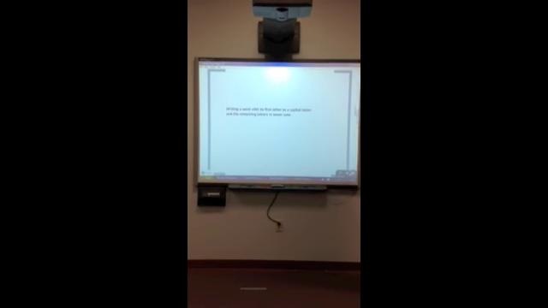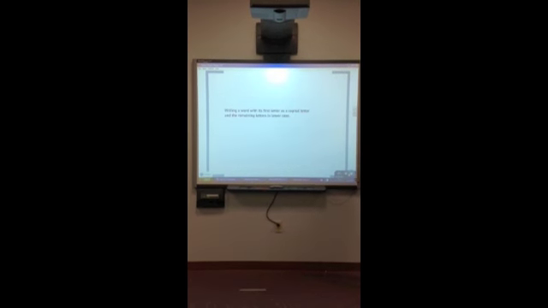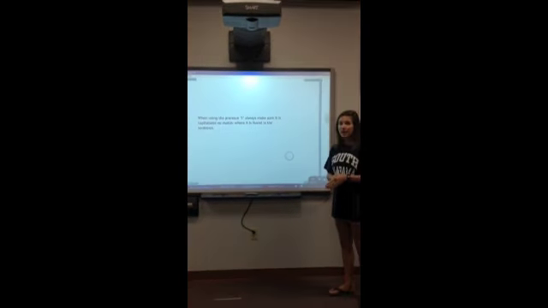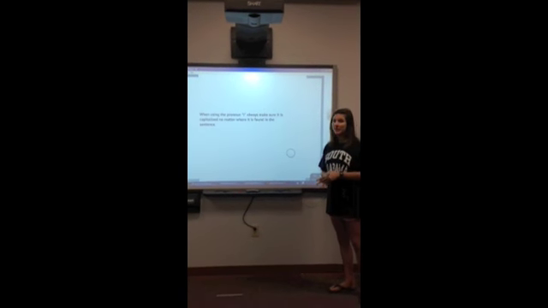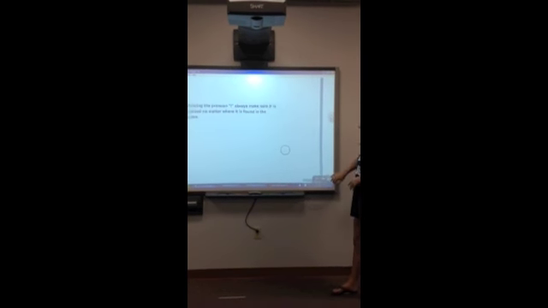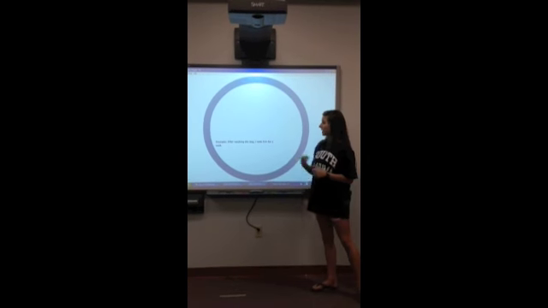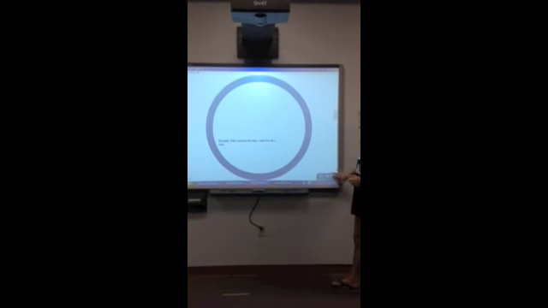Writing a word with its first letter as a capital letter and the remaining letters in lowercase is a rule you must always follow. Another rule is when using the pronoun I, always make sure it is capitalized no matter where you find it in the sentence. An example of that is, after washing the dog, I took him for a walk.